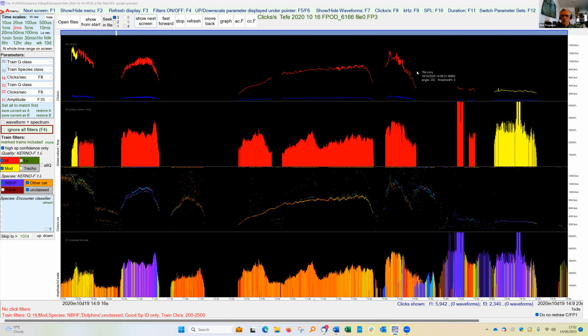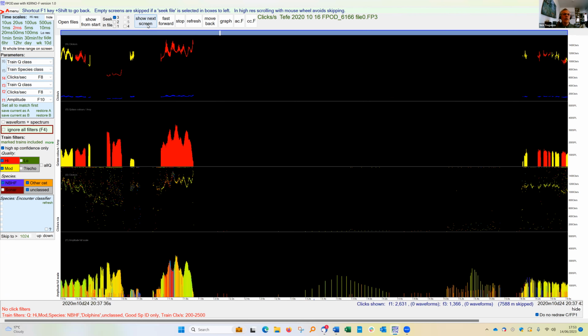Basically, this stuff is awesome. So we had down there 2000 clicks a second, so we can carry on looking for more than 1,000 clicks a second in a 2 millisecond screen and see if we get anything else. Yeah, we have got.